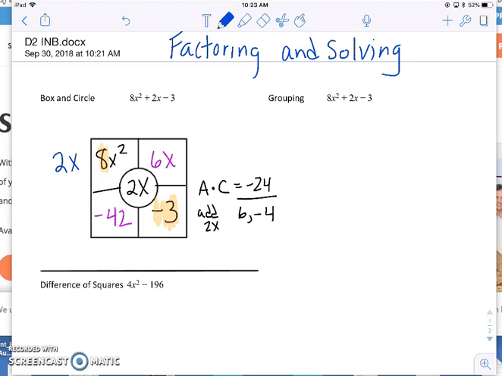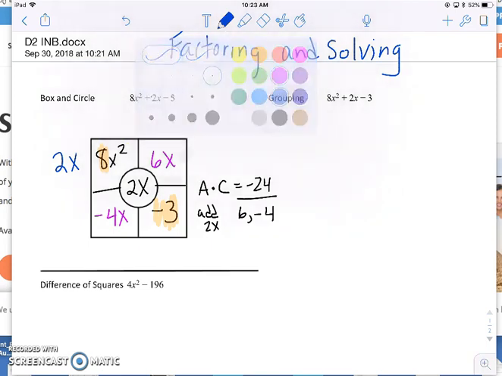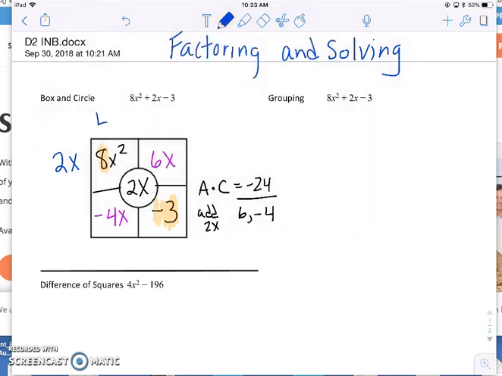Well, 8x, and I'm not really sure why I wrote 42 here. Let's make that 4x. So 2x times what gives you 8x squared is 4x. So 2x times what gives us 6x, so this would be positive 3. And 4x times what gives us negative 4, that would be negative 1. So this factors into 2x minus 1 and 4x plus 3.